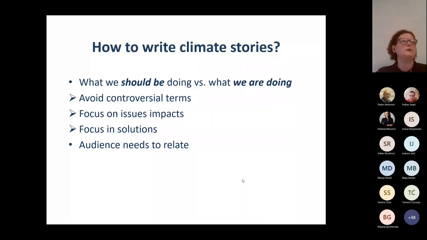How does, for example, a rainy week, which is part of climate change, impact the community living near a river? Of course, something which is now getting major attention is to focus on solutions. Nowadays, there is another type of journalism, which is called solutions journalism. It is very important to focus on solutions.